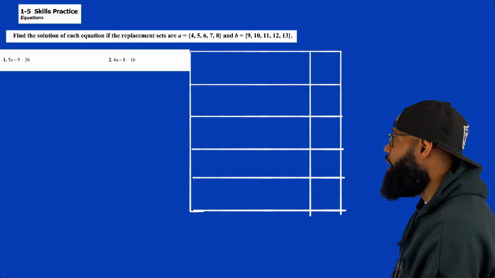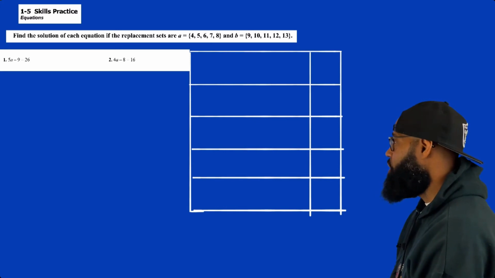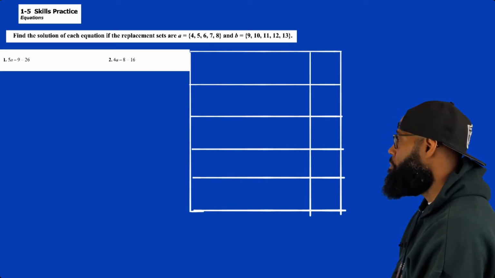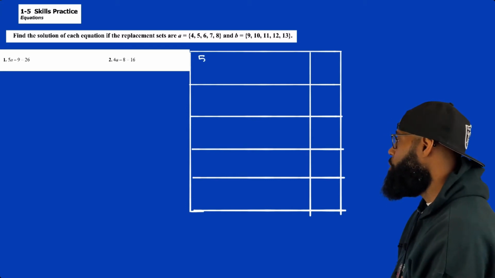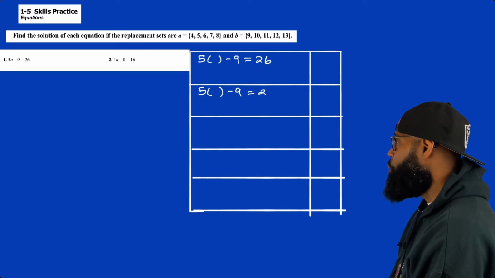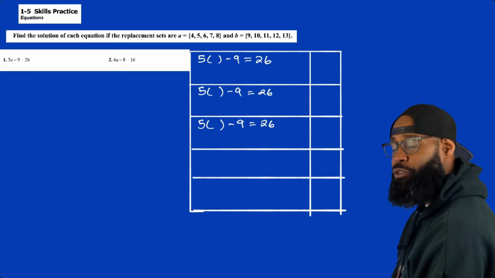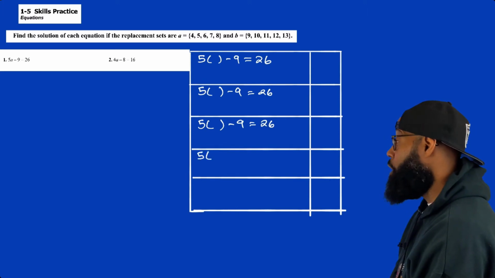So number 1 is 5a minus 9 is equal to 26. Now, find the solution of each equation if the replacement sets are a equals 4. So let's plug in 4. 5 times, parentheses, we're going to plug in 4. And then of course, subtract 9 equals 26. Is that true or is that false? Is that a solution for it? Then of course, we got to do it again for 5. Then we do it again for 6. Then we do it again for 7. So we're going to try every value inside. And if you're good, go for it, man.